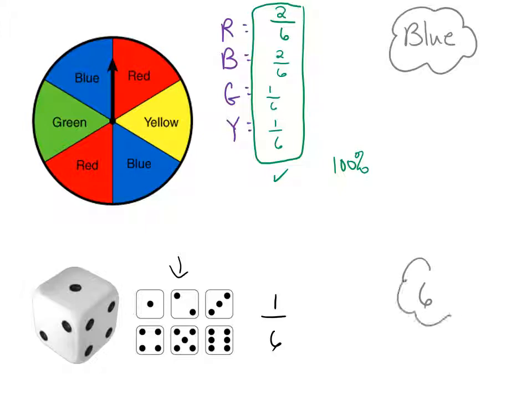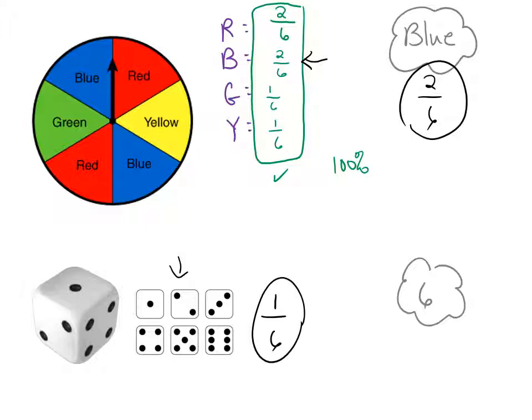You need to spin blue and you need to roll a 6 to win $1 million. What are the odds of that happening? Well, let's look at our independent probability. For blue it is 2 out of 6, and rolling a 6 on a die is 1 out of 6. These two things have to happen together, and so what this means is that you need to multiply when you have independent events.